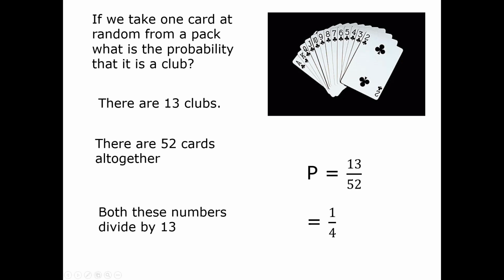But 13 out of 52 cancels down. Both of those numbers divide by 13. 13 is going into 13 once, and 13 is going into 52 four times. So the probability of choosing a club is 1/4. That's pretty obvious if you think about the suits. There are four suits: clubs, hearts, diamonds and spades. So the chance of it being clubs is 1/4.